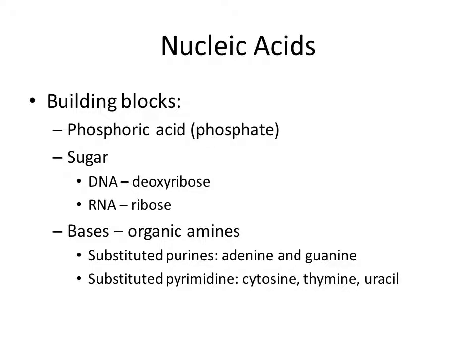We're now going to look at nucleic acids. Nucleic acids have three building blocks to them. Phosphoric acid, or you might call it phosphate, a monosaccharide, which in DNA is deoxyribose and in RNA is ribose. And then we have the bases, which are organic amines, and they're going to be ring compounds with nitrogens in them. They're either substituted purines, those are adenine and guanine, or substituted pyrimidines, which are cytosine, thymine, and uracil.